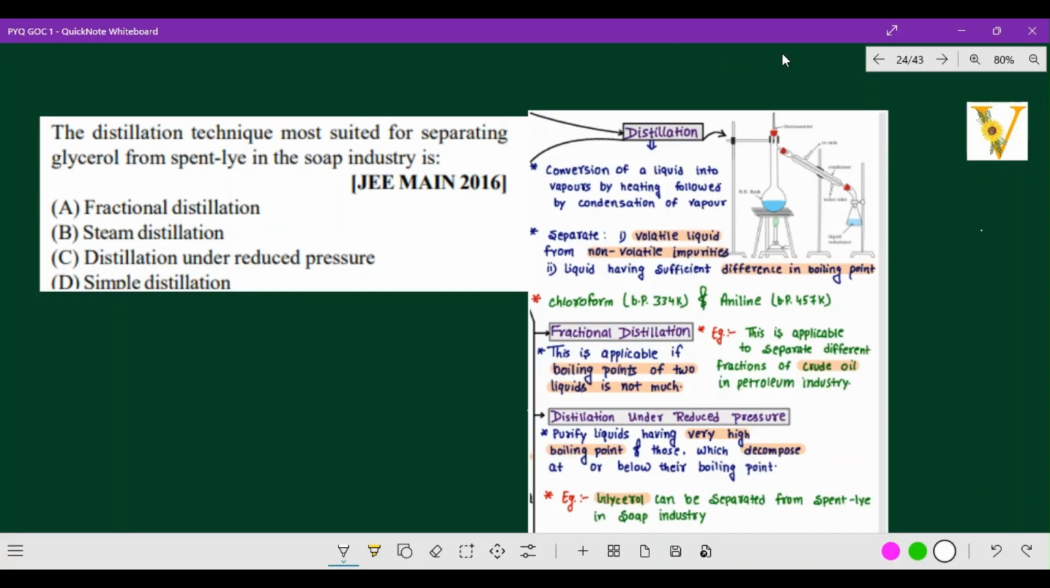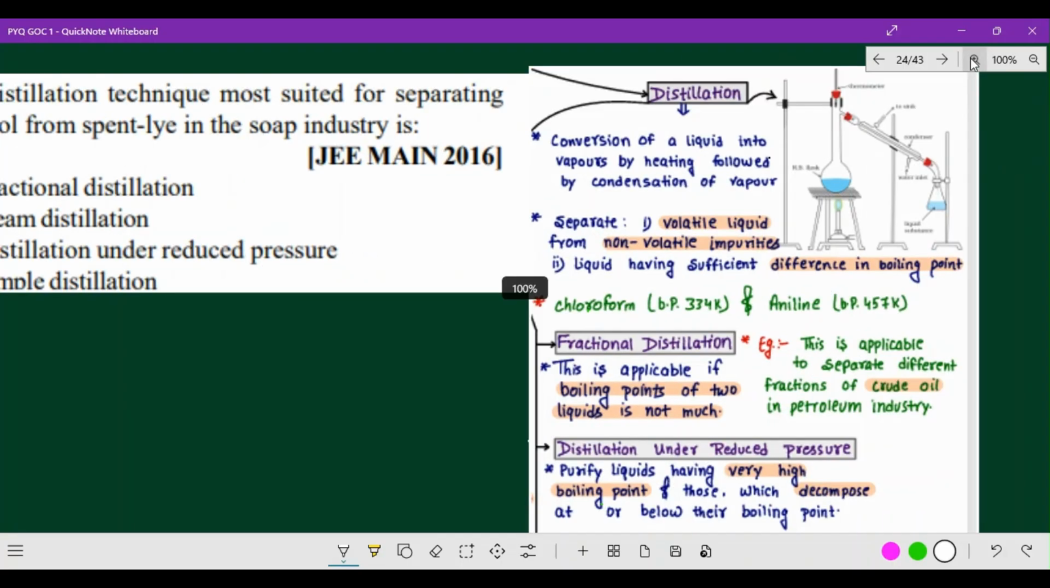When we are talking about distillation, it is the conversion of liquid into vapors by heating, followed by condensation of the vapor. This is actually a separation method. Two techniques are available: separating a volatile liquid from non-volatile impurities, and separating liquids having a sufficient difference in boiling point. These are the two important separating techniques.